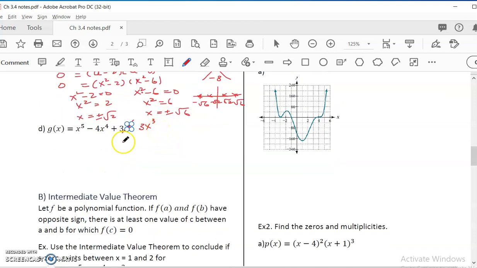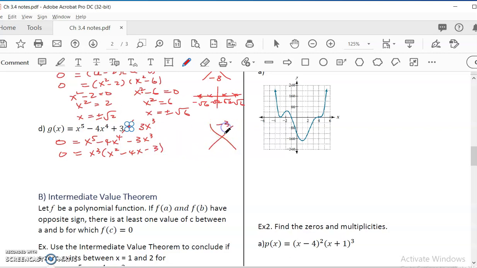Last one. It is supposed to be, let me rewrite it. It's supposed to be 0 equal to x to the 5 minus 4x to the 4th minus 3x cubed. So this is a very simple factoring question because there is GCF. You will say 0 equal to GCF is x cubed, right? And then you have x squared minus 4x minus 3. And then we will try to factor it.